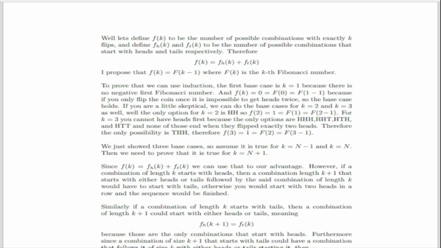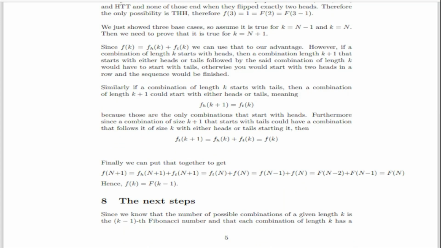that to our advantage. However, if a combination of length k starts with heads, then a combination of length k plus 1 that starts with either heads or tails, followed by the said combination of length k, would have to start with tails. Otherwise, you would start with 2 heads in a row and the sequence would be finished right away. Similarly, if a combination of length k starts with tails, then a combination of length k plus 1 could start with either heads or tails if it follows afterwards. Meaning f sub h of k plus 1 equals f sub t of k, because those are the only combinations that start with heads.